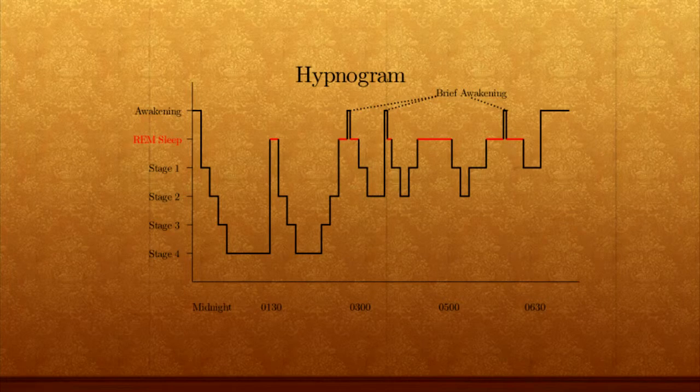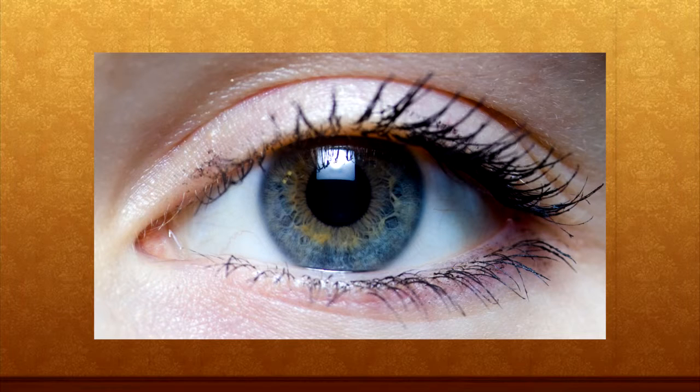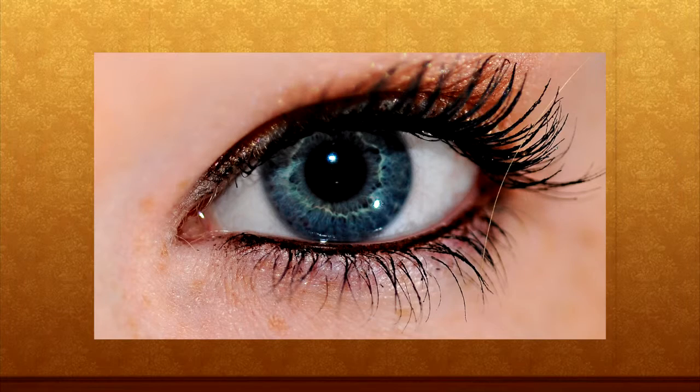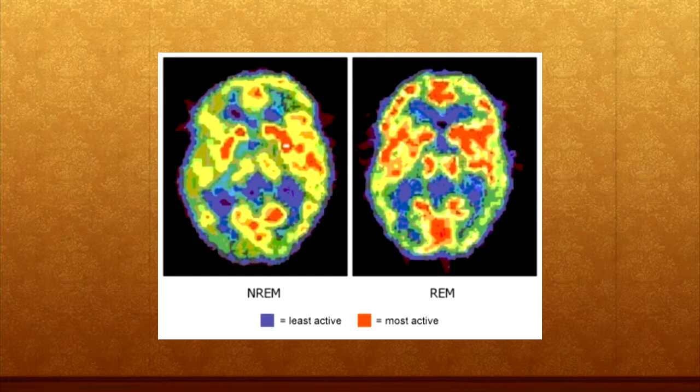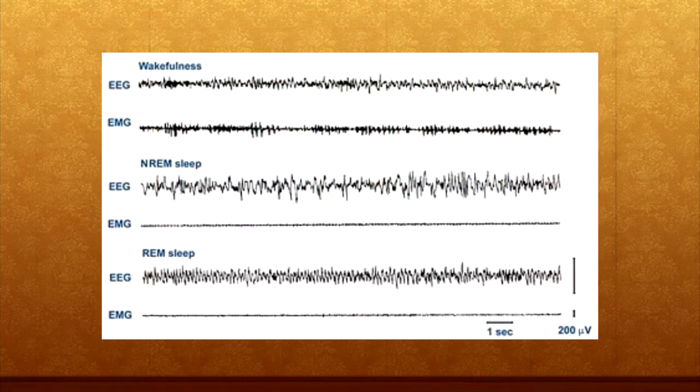We intermittently move our eyes rapidly, and this movement may be related to the visual images we have in our dreams. It's associated with an increase in the strength of the brain waves in areas that process vision. The brain waves are faster than in non-REM, like the ones we have when we are awake. And this is why people call REM paradoxical sleep.